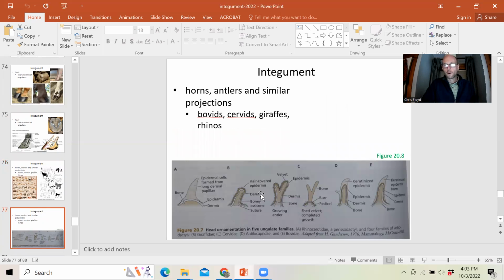So there are different types of horns and antlers. For example, the rhino horn, which is not a bone at all. It's not a bony growth. It's made of epidermal cells, actually hair-like. We have the giraffes, which have a very unique type of horn, very different from the cervidae, which are the moose, elk, and deer. And the Antilocapridae, and then the bovidae, which are probably the most diverse in the structures of their horns.